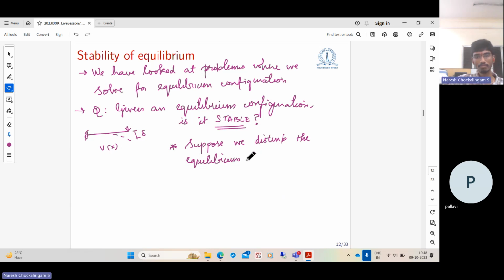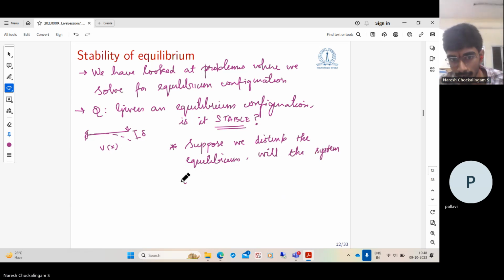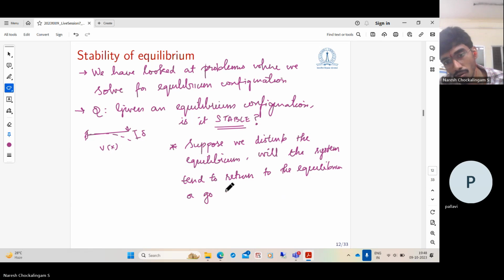Suppose we disturb the equilibrium, we know that the forces will no longer be balanced. We know that there will be a certain acceleration. Will the acceleration tend to bring the system back to equilibrium, or will it tend to take it away from equilibrium? So if we disturb the equilibrium, there will be an imbalance in the forces, so there will be a resulting acceleration. Will that acceleration make the system come back to equilibrium, or will it take it farther away? So will the system tend to return to the equilibrium, or go far away?